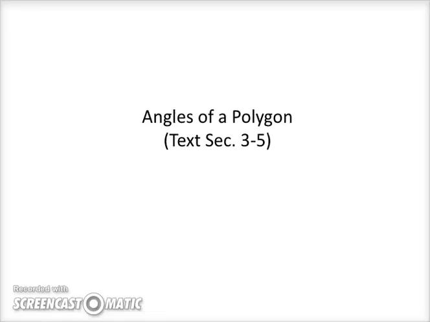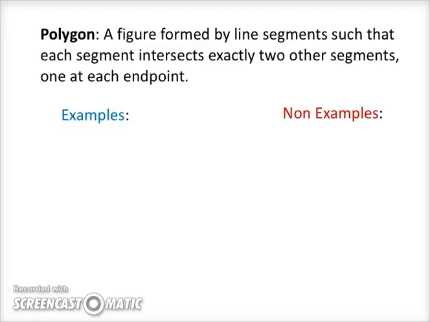This video is about angles of a polygon, and it's found in your text in section 3-5. A polygon is a figure formed by line segments such that each segment intersects exactly two other segments, one at each endpoint. So we can all think of some examples of polygons, many-sided figures.